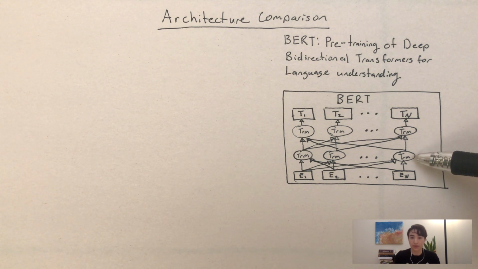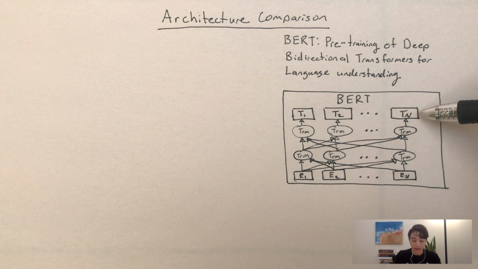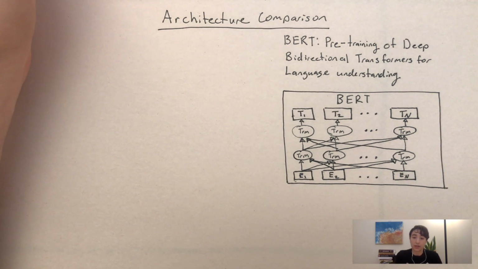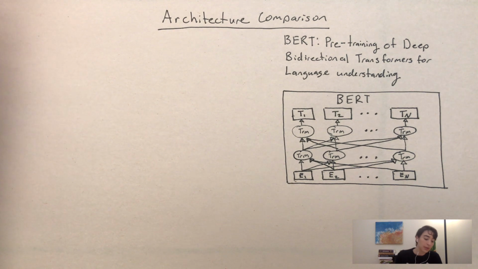TRM stands for transformer. The transformers here are different than the transformers published in the paper Attention is All You Need in some small but significant ways. Tn, this is our output. The output from BERT is a little tricky. We'll be covering it more later. For now, we will be looking at what is a transformer. In order to understand what a transformer is, we need to go back to the Attention is All You Need paper published in 2017.